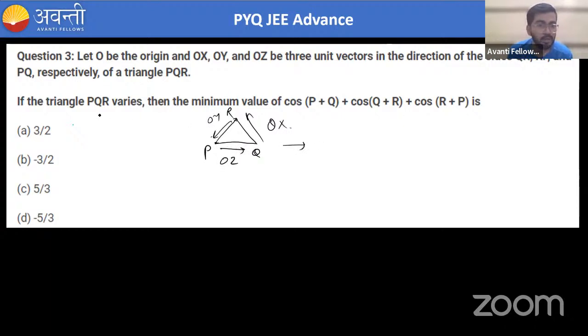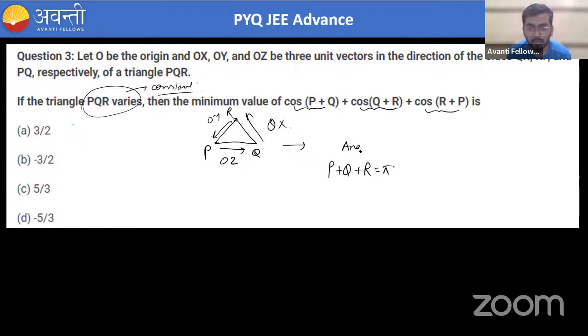So now here we are supposed to find, if the triangle PQR varies, so this triangle is not a constant triangle, it is a changing triangle, then the minimum value of cos(P plus Q) plus cos(Q plus R) plus cos(R plus P). What can be the minimum value of this, right? So here, first of all, we should understand that whatever the triangle might be, P plus Q plus R will be equal to pi, right?